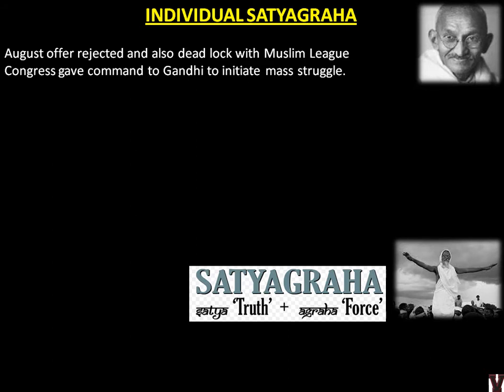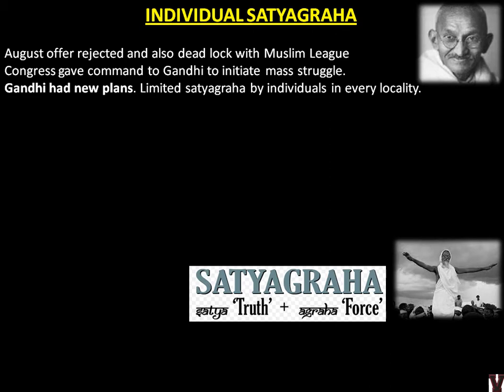Congress gave command to Gandhi to initiate a mass struggle, because that is what the Congress Working Committee always does. If their terms and conditions are not met, if you remember Nehru's report or Gandhi's 11 points, when things are not met, they give the leadership to Mahatma Gandhi and tell him, now please launch the next mass movement. That is how non-cooperation came, that is how the civil disobedience movement came, and now we will see the Quit India movement come in a while.